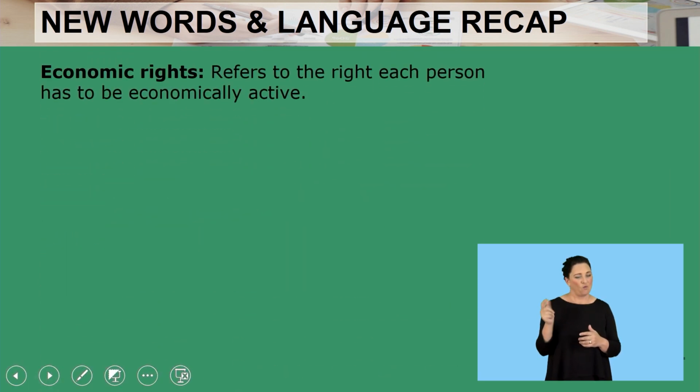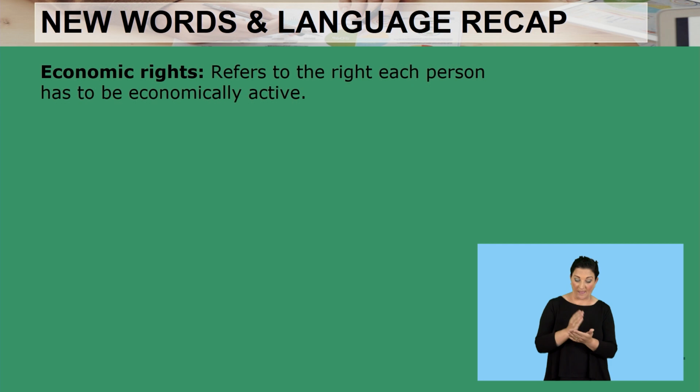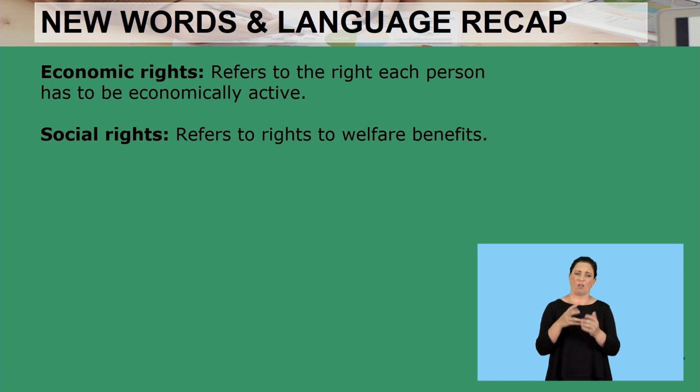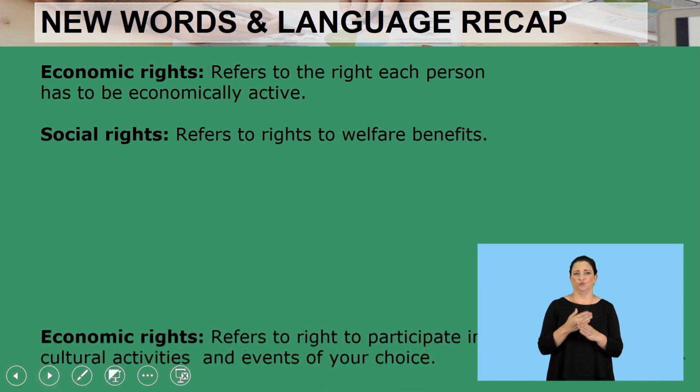Then we have the term economic right, which refers to the right that each person has in terms of being economically active. So this is the right each person has to be economically active. And then we also have the term social right, which refers to the right to social welfare benefits.